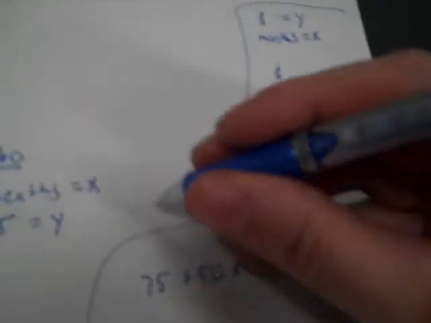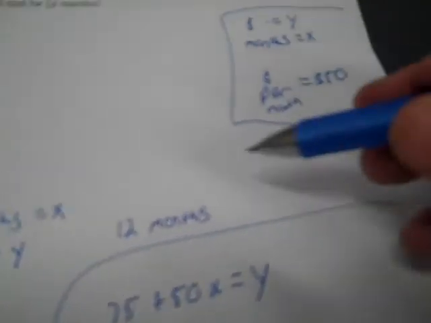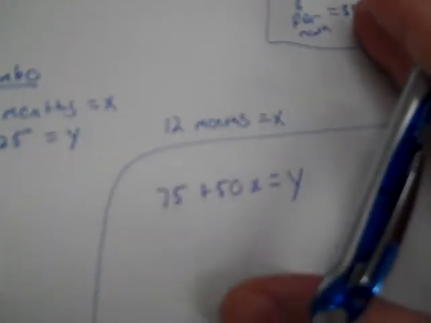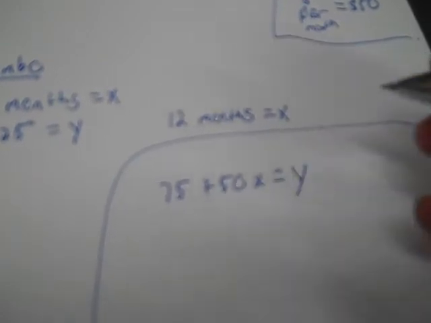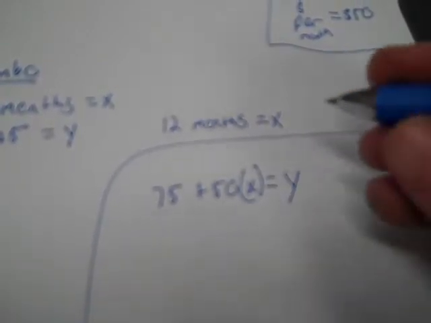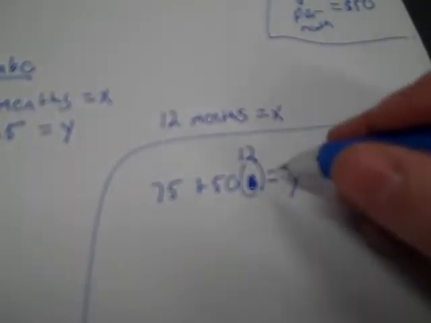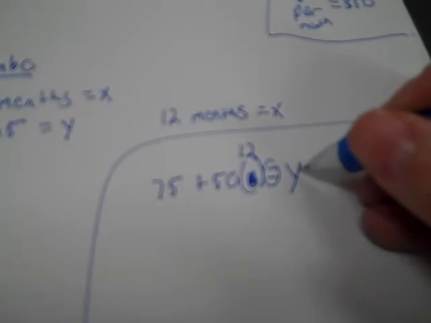Okay, now the final number in the problem is 12 months. Put the label with it, because the label tells me where that should go. So months is x, so it goes in for x. Okay, so the x is here. Before I scribble it out, I need to replace it with a parentheses because there's a 50 in front of it, and then 12. And that y is all by itself, okay?